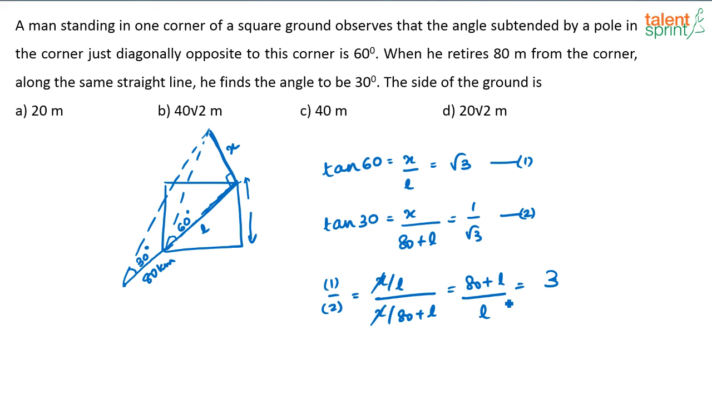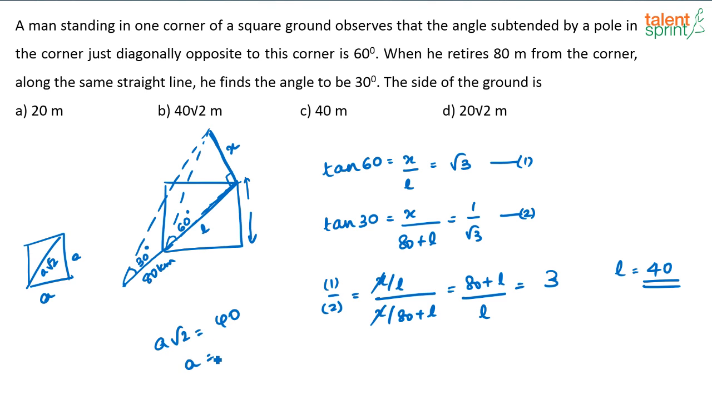Or what is L? I will have 2L is equal to 80, or L is equal to 40. Now this length is 40. So actually, what is the diagonal of a square? If I have a square whose side is A, the diagonal of the square is given by the formula A root 2. So this A root 2 is nothing but 40.